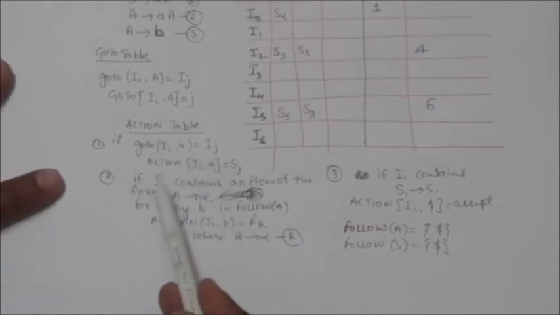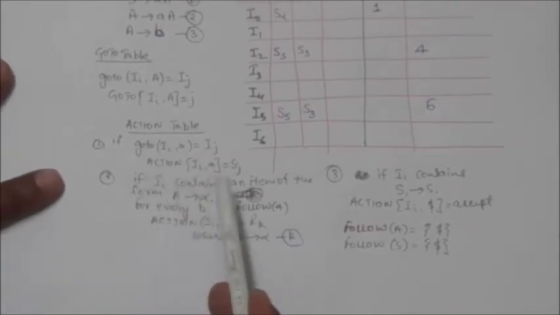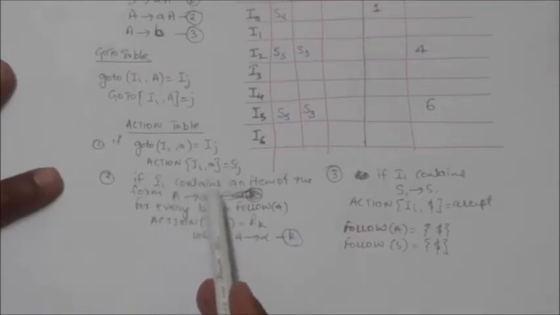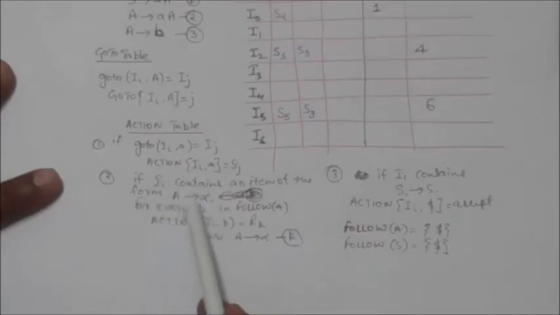Second rule is that if in state Ii there is an item of this form, A derives alpha dot, it means there is an item in which the dot at the right side is at the rightmost position. Then what do I have to do in that case?